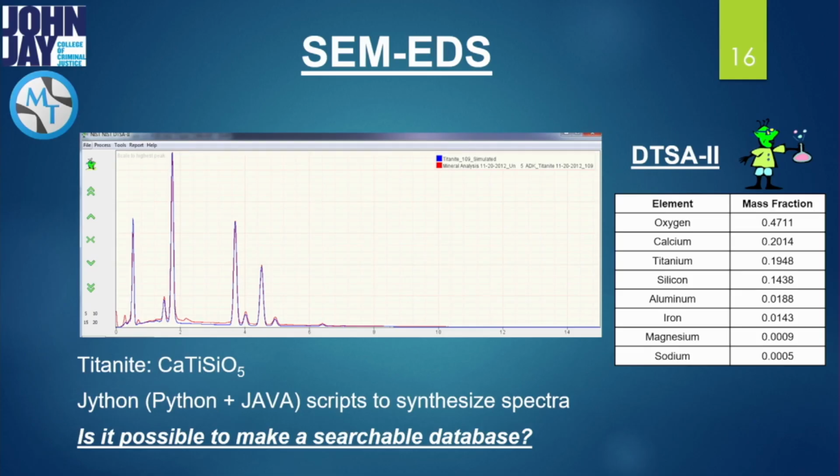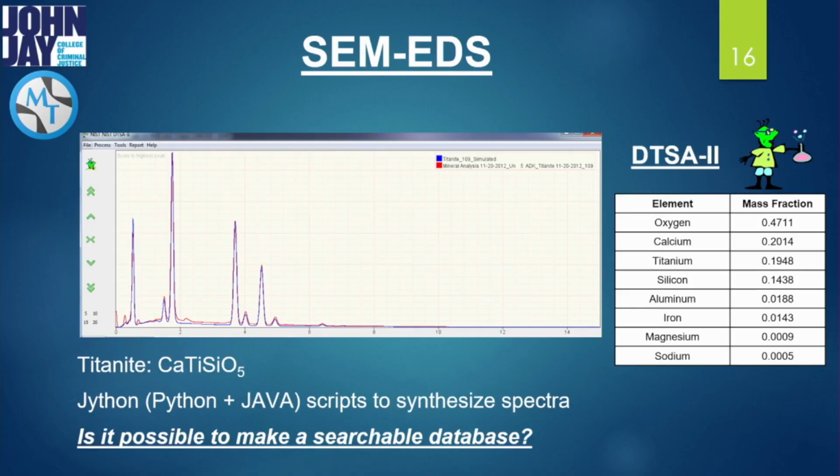Okay, so I'm going to talk about the SEM EDS portion of the research. This project first came about when I learned about this program called DTSA, which is Desktop Spectrum Analyzer. Among the many functions that it can do, it can model the EDS spectrum for a given elemental composition. So for instance, I've got the mineral titanite here, and we measured the elemental composition of that mineral using a complementary technique. We can then take those values, put them into DTSA, and model what the EDS spectrum will look like, and that's what's shown here.